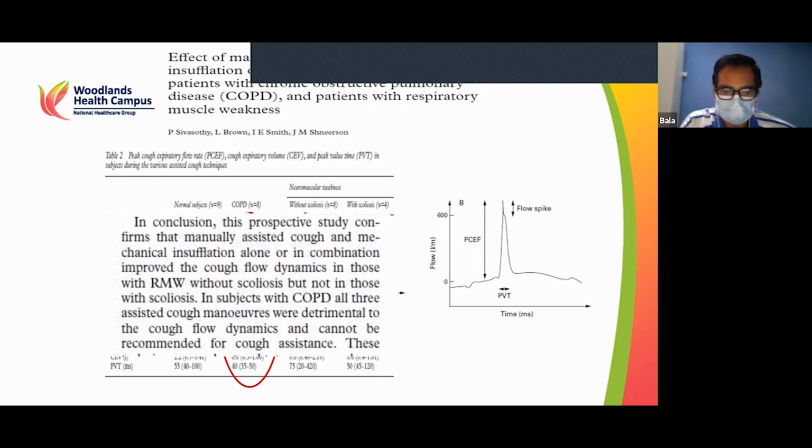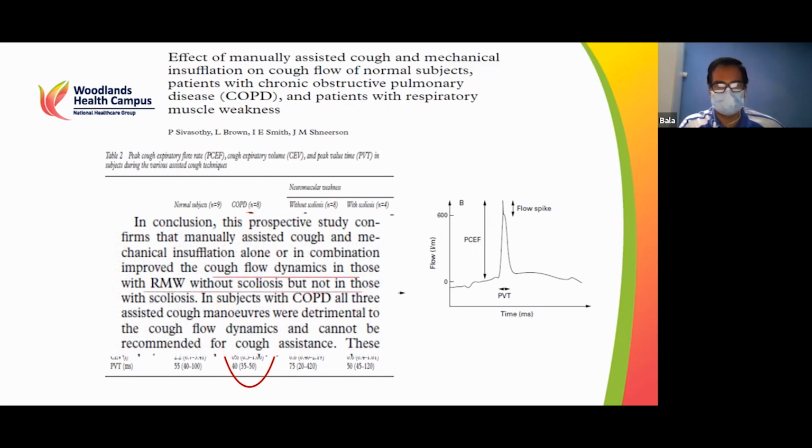Okay, just show this and then go on. Because of the dynamic collapse.